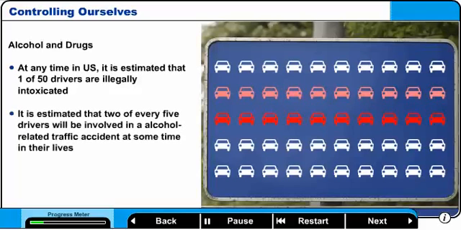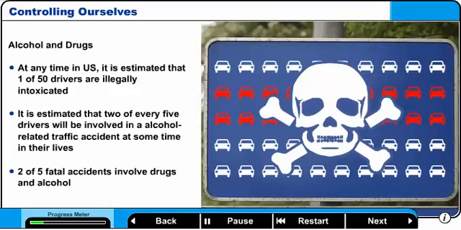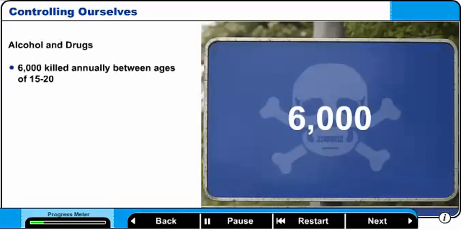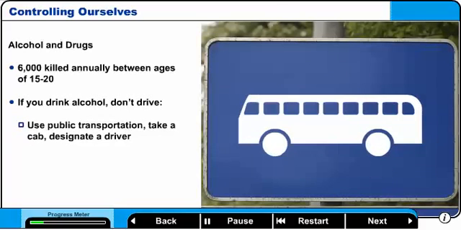It is estimated that 2 of every 5 drivers will be involved in an alcohol-related traffic accident at some time in their lives. 2 out of 5 fatal accidents involve drugs and alcohol. On average, 6,000 people are killed annually between the ages of 15 and 20. What can you do about this? Drinking and driving puts you, your passengers, and everyone else on the road at risk. If you drink, don't drive. Use public transportation, take a cab, or designate a driver who will stay sober. And if you have to drive, don't drink.